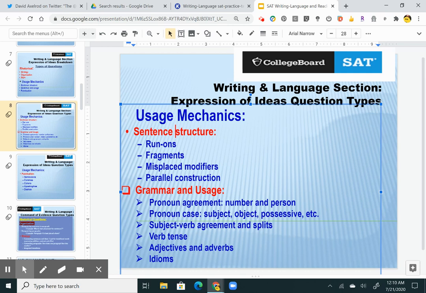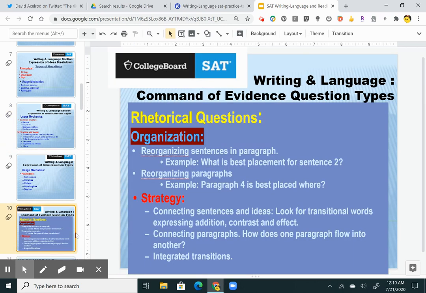Splits. So what they'll have is an example of subject-verb agreement, but it won't always be right together. Again, this is a little more advanced. This is 11th grade and beyond. Verb tense, adjectives and adverbs, and idioms or common expressions, that, believe it or not, is the easier part.